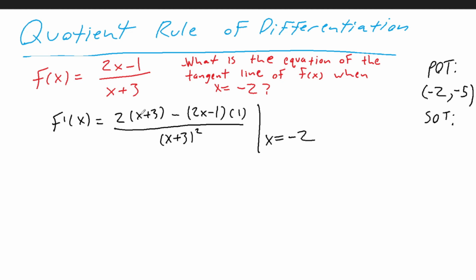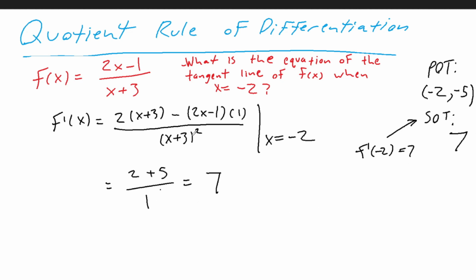So if we plug in -2 here, we get 1 times 2 is 2, and then minus, plug it in here, we get negative 4 minus 1 is negative 5, times 1 is still negative 5, but it's minus negative 5, so it's plus 5, and then it's divided by, plug in negative 2 here, we get 1 squared is 1, so that's equal to 7 over 1, which is just 7. So the slope of the tangent line, or f prime of negative 2, is equal to 7.